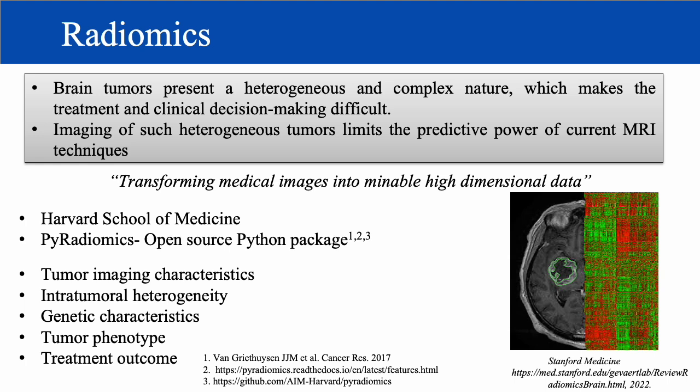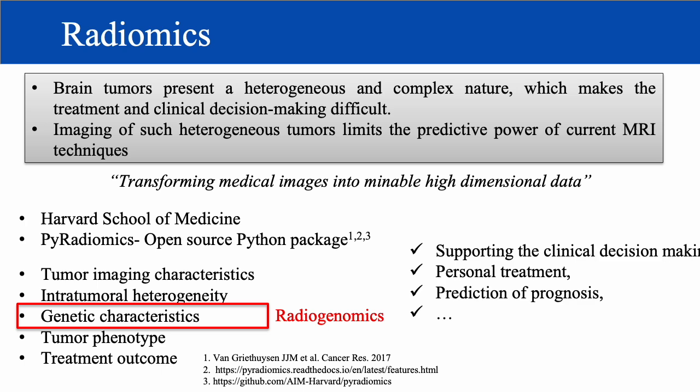The improvements in the computational power of image analysis techniques have led to transforming medical images into mineable and high-dimensional data. The main idea is to link these quantitative features to tumor imaging characteristics, intertumoral heterogeneity, genetic characteristics, which is called radiogenomics, tumor phenotype, treatment outcome, to support clinical decision-making, personal treatment, prediction of prognosis, and so on.